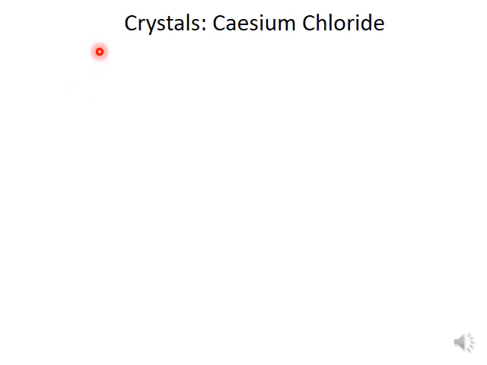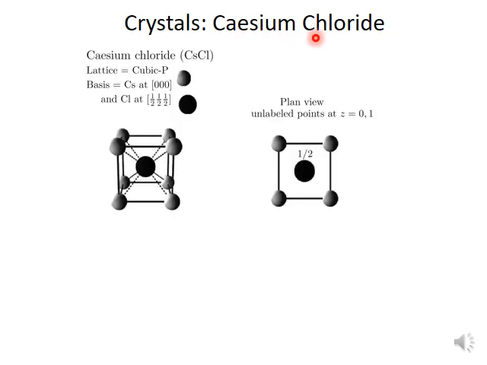The next example is a cesium chloride crystal, which consists of a cesium atom and a chlorine atom. The lattice is primitive cubic, and the basis is cesium at 0, 0, 0 and a chlorine atom at a half, a half, a half. Cesium is a positive ion and chlorine is a negative ion, so it is an ionic crystal. Normally the positive ions are depicted as smaller spheres and the negative ions as bigger spheres, because of the extra electron they have, which increases the overall size of the atom.